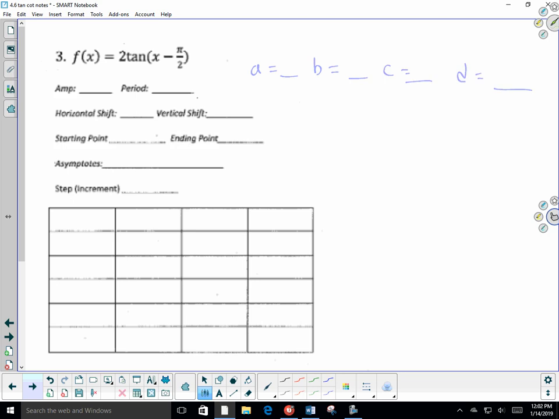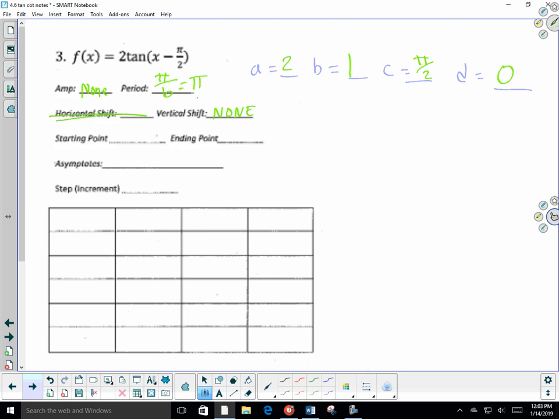All right, in this case, our A will be 2, B will be 1, C will be a positive pi over 2, and D is 0. So amplitude, you're not fooling me, there is no amplitude for a tangent function. Period is going to be pi over B, but the B is 1, so it's really just going to be pi. Let's not worry about the horizontal shift for this. Vertical shift, I would say none.